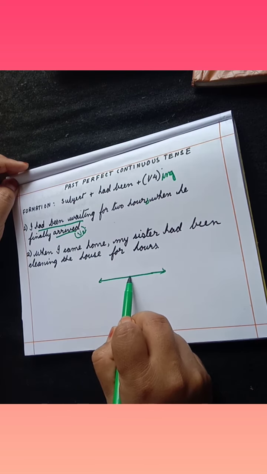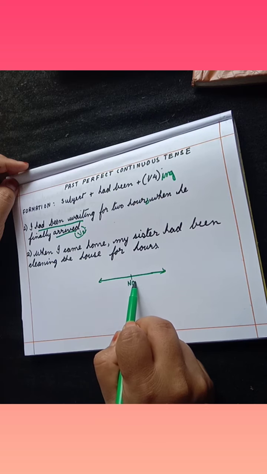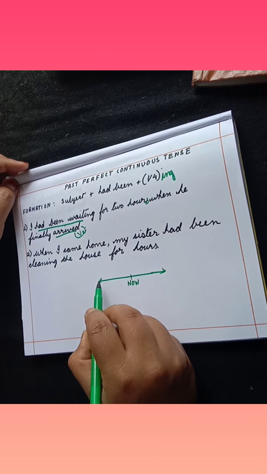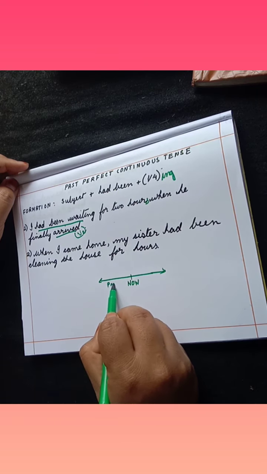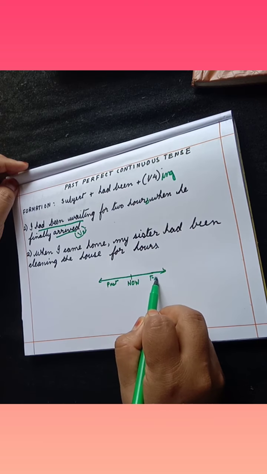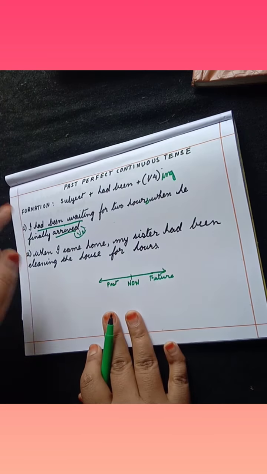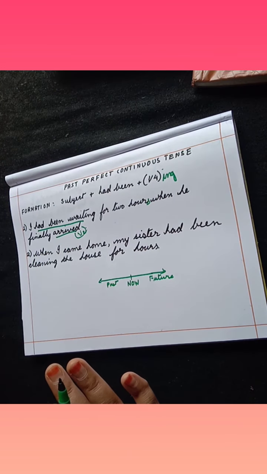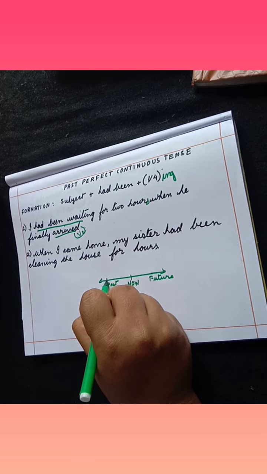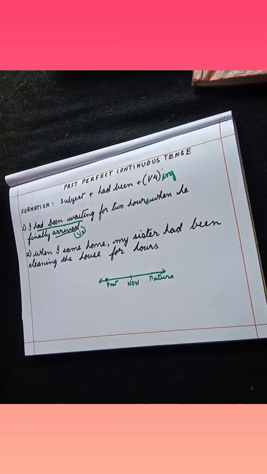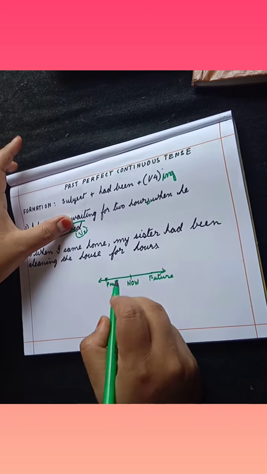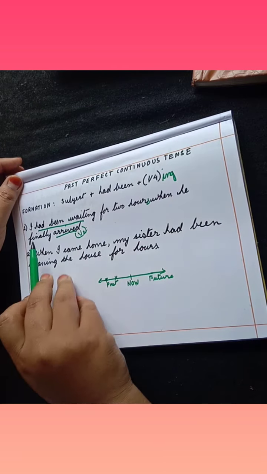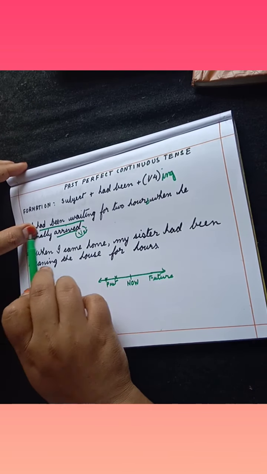All right, this is past. This is future. Okay, so I had been waiting for 2 hours when he finally arrived. That means I had been waiting, past. I had been waiting for a long time, for 2 hours. And after waiting for 2 hours only, he arrived. So this is the first past continuous action.